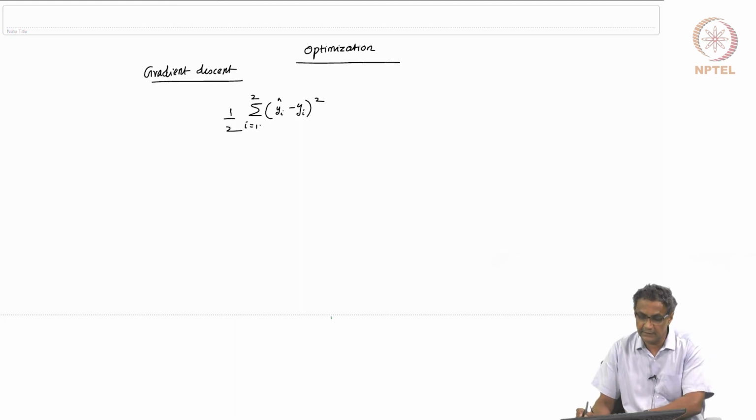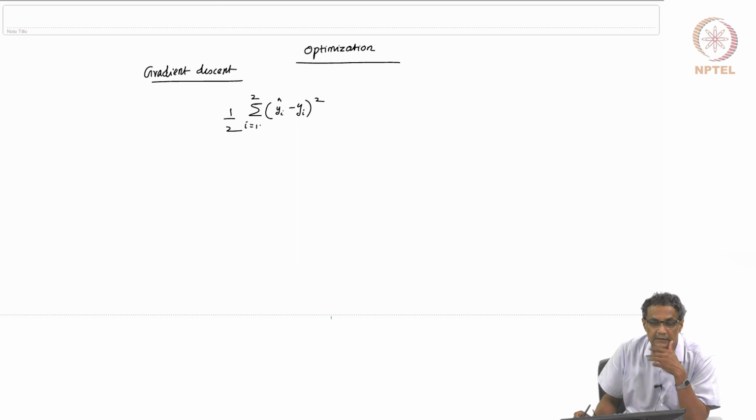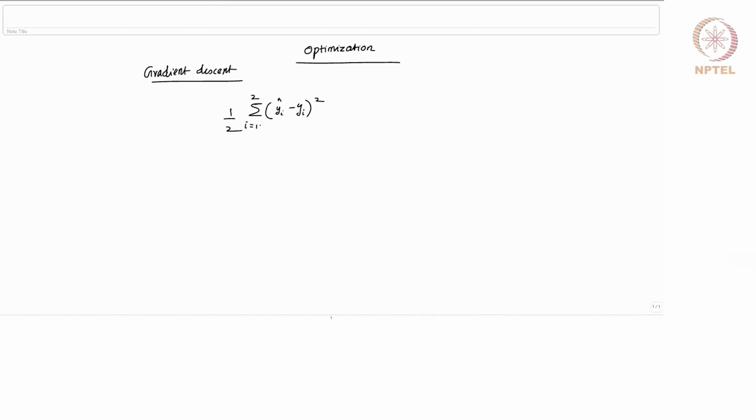Now, ideally, you would have several samples. Think of a case where you have images and you want to denoise them. So yi will be one image, and yi hat will be your estimated image, and you want to find the mean square error between the two. But then you would have to do it over several examples. You can't learn with just one example.